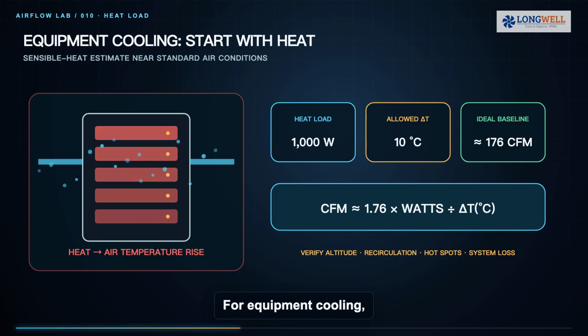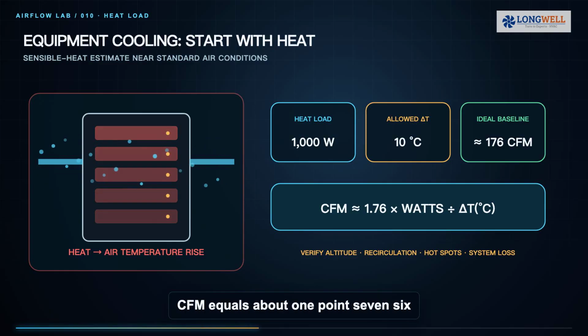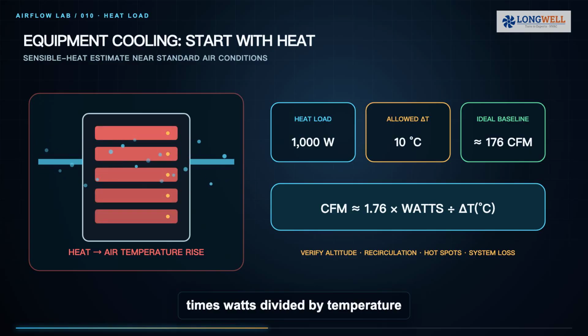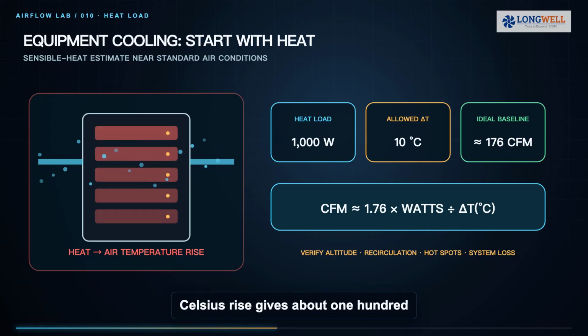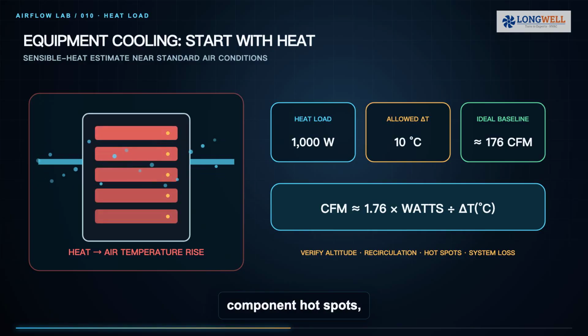For equipment cooling, start from heat load and the allowed air temperature rise. Near standard air conditions, a useful sensible heat estimate is CFM equals about 1.76 times watts divided by temperature rise in degrees Celsius. 1000 watts with a 10 degrees Celsius rise gives about 176 CFM as an ideal baseline. Altitude, recirculation, component hotspots, and system losses still have to be considered.